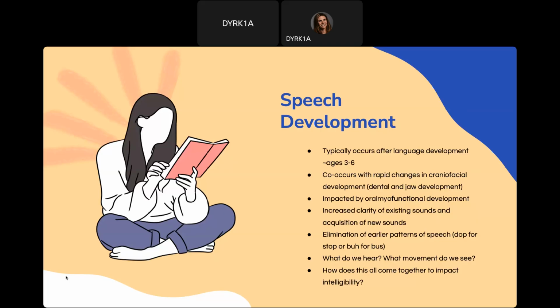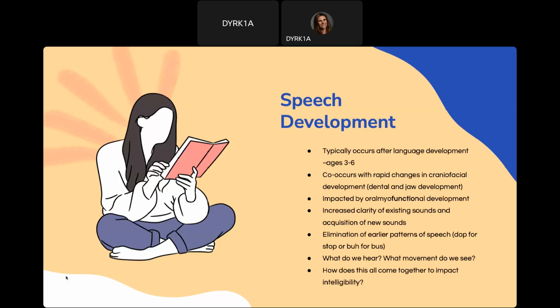And then as children go through this developmental process of age 3 to 6, we have increasing clarity of existing sounds and acquisition of new sounds. By age 7, it's just the TH that is left. By age 5, it's just the R. And I know that speech development for your children is much broader than that, but this is just a basis of development as a whole.